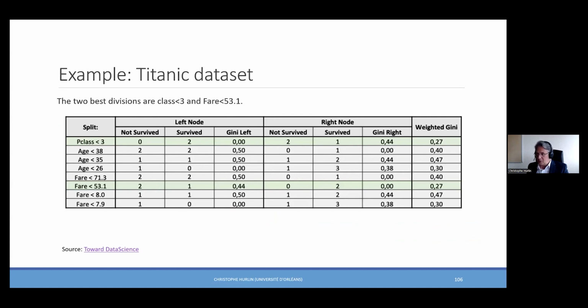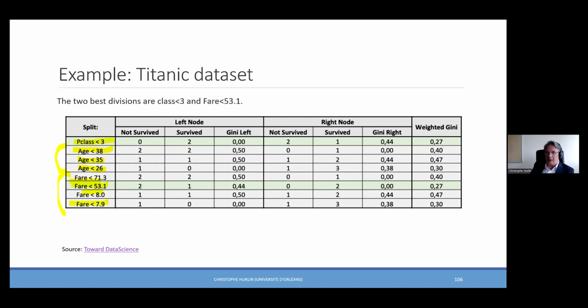This is what is reported in this table. So here I have all the potential splits that I can use. Remember that I have only 3 variables. I have the class, which is a binary variable. I have the age, which is a continuous variable, and the fare, that is also a continuous variable. For age, here I consider 4 threshold values. And for the fare, I also consider 4 threshold values.